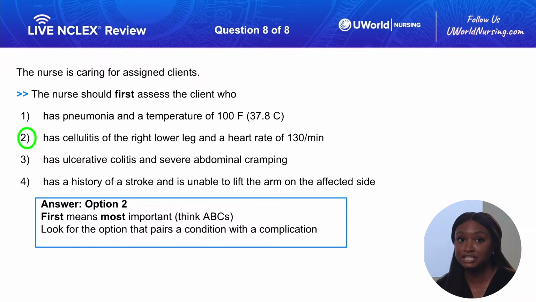Option 1, pneumonia and a temperature of 100 degrees Fahrenheit. This is an expected finding with an infection and pneumonia. Ulcerative colitis and severe abdominal cramping, again, an expected finding for ulcerative colitis. And then option 4, has a history of a stroke and unable to lift the arm of the affected side. Again, a residual effect and expected finding for someone that has a history of a stroke. Option 2 is the one that's showing the acute things happening right now that are not necessarily correlated. If you have an infection, yes, you're going to have a fever, but your heart rate shouldn't be going at 130 beats per minute. So we would want to assess that person first.